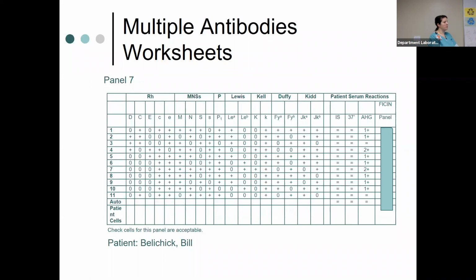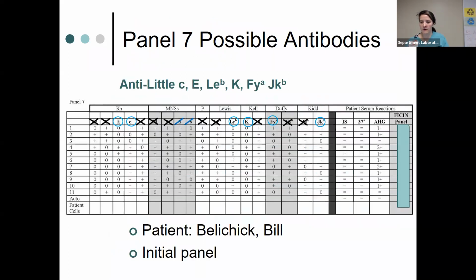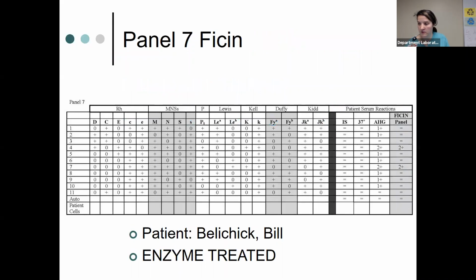What do you guys think? One antibody or more than one? More than one. Which antibody do you expect that you might want to get rid of some reaction? What treatment could we do to get rid of some reactions? Ficin. Yes. What antibody is ficin going to destroy in this case? Duffy. Which Duffy? A. Yes. All right, so here are your ficin reactions.